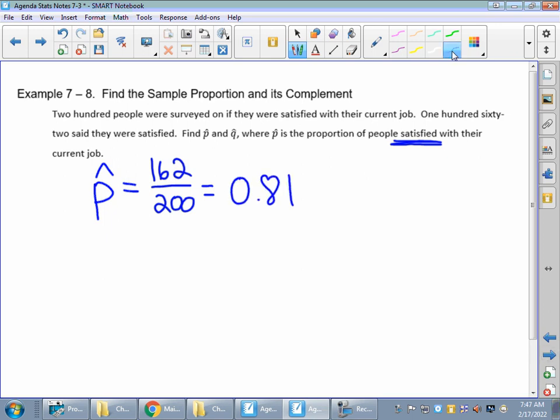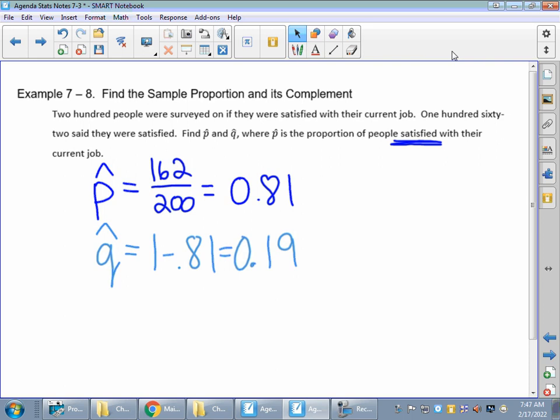And then everybody knows how to find q hat. We could say that it was the other 38 people out of 200 who were not satisfied with their job, and calculate it. If you want to do it that way, go ahead. Otherwise, go this route and say it's a 0.19. All right, just the basics.